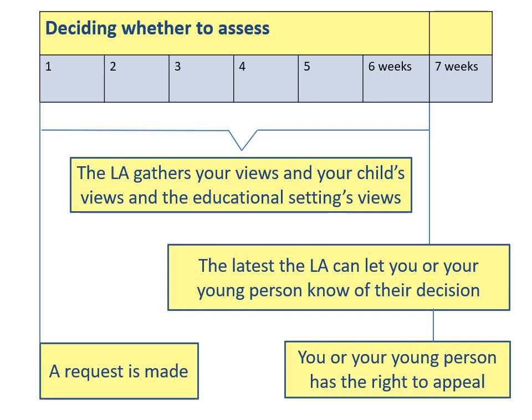Week 1 starts when the local authority receives the request for an EHC needs assessment. There then follows a 6-week time period when the local authority gathers the views of you, your child or young person, and the views of the educational setting to help them decide whether an EHC needs assessment is appropriate. They must tell you by the end of week 6 if they are going to do an EHC needs assessment or not. If they refuse, they must give their reasons and explain that you have the right to go to mediation and to appeal if you wish to challenge their decision.